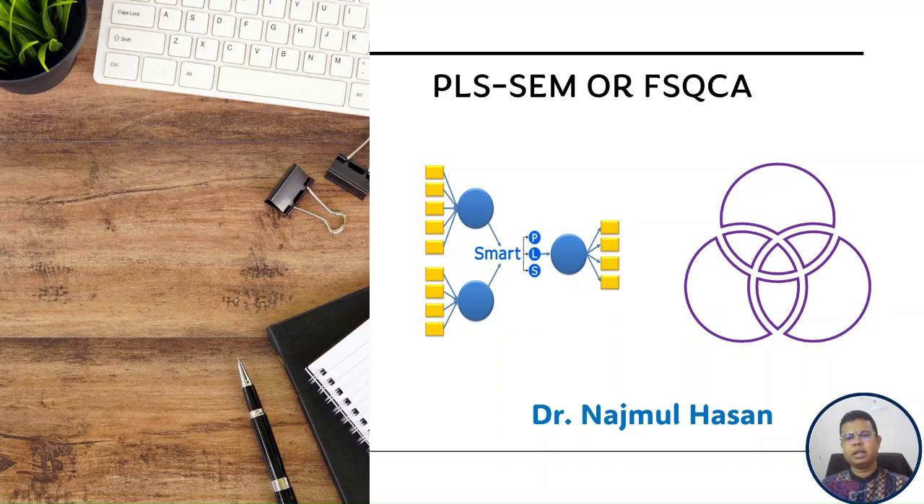In this lecture, I'm going to try to give an answer to a very critical question: which one is best? Smart PLS, I mean partial least square based structural equation modeling technique, or fuzzy set qualitative comparative analysis? It's a very critical question, and really we are worried about which one is the best. So let's try and take your own decision which one is best.